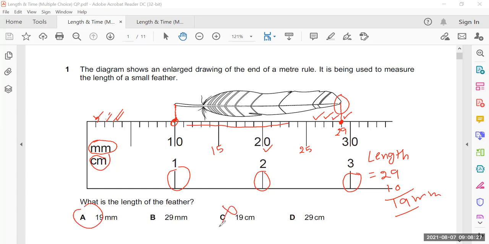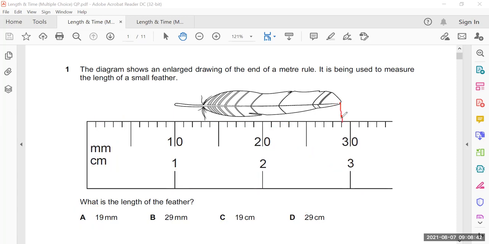It's not centimeter. Remember, children, the centimeter scale is here, the bottom one. So the answer is not centimeter. 29 centimeter is not possible. And similarly, sometimes children make a mistake. They think that this is here, 29, and without thinking, they just click on that. The answer is 29 millimeter. But children, you have to remember the first end is not placed on the zero. If it were placed on the zero, definitely then the answer would be 29 millimeter, but it is placed starting from the 10 millimeter. Next question, please.